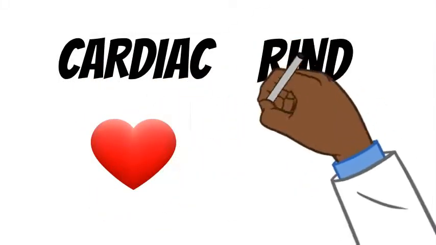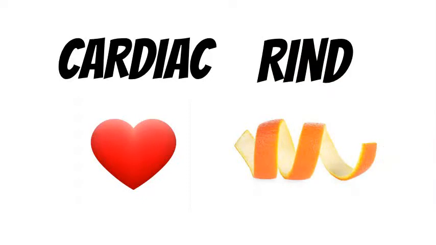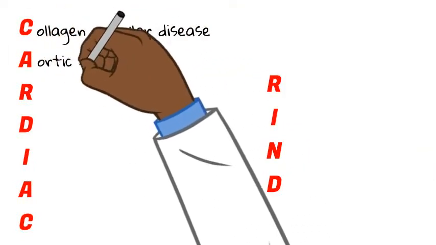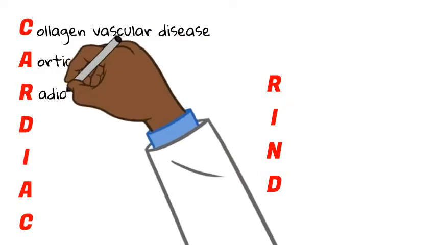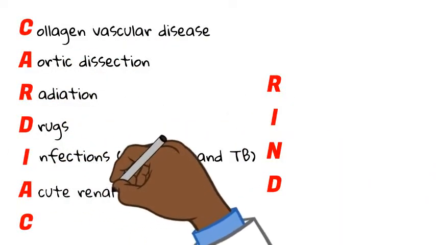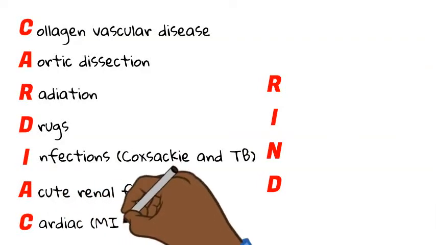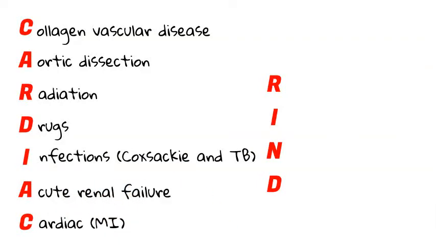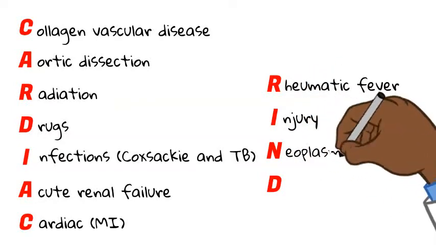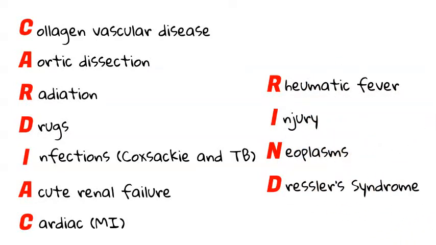factors at play. The acrostic cardiac rhyme is a great way to hammer into your head the various other causes of pericarditis. These include collagen vascular disease, aortic dissection, radiation, drugs, infections, acute renal failure, cardiac, which symbolizes myocardial infarction, rheumatic fever, injury, neoplasms, and Dressler syndrome.